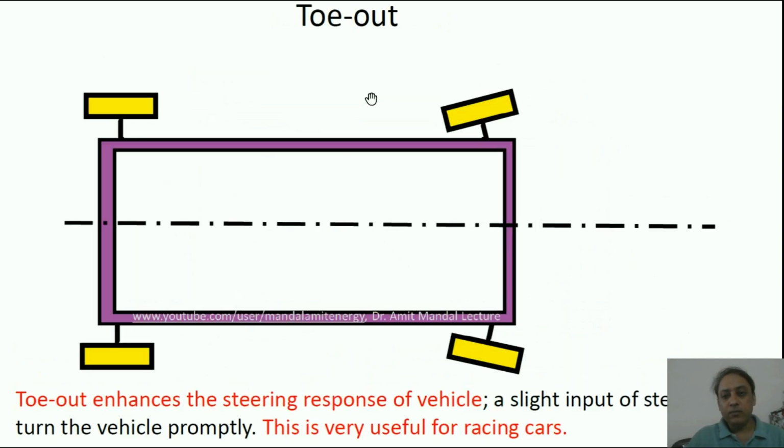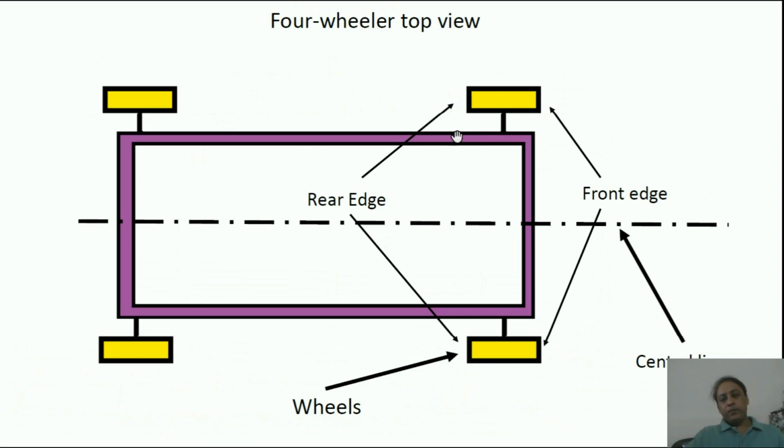Okay. Now, coming to the topic, this is the top view of a four-wheeler. This is a diagram of an indicative four-wheeler. You can see these are the four wheels and this is the chassis which is resting on these four wheels, and these are the front wheels. The right hand side wheels are the front wheels, and this is the front edge of the wheel. Okay, and this is the rear edge of the wheel. Okay, and this is the center line of the vehicle. So this is the indicative diagram of a four-wheeler top view.